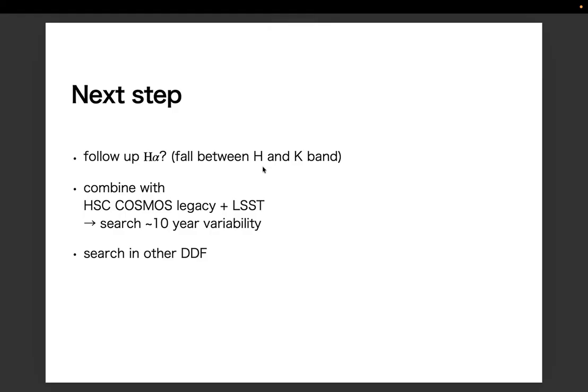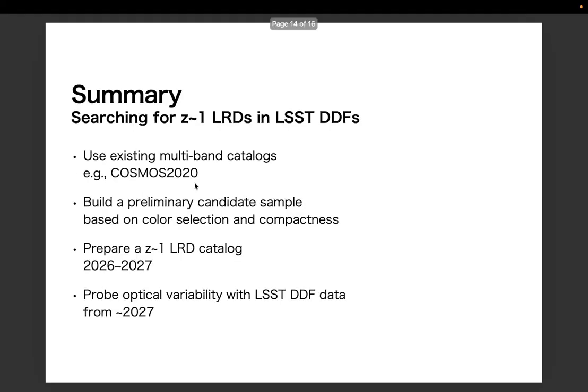So this object should be followed up by LSST, or we should find the next object in different DEFs. We may find brighter objects, and also try to find variety. Yeah. Thank you.